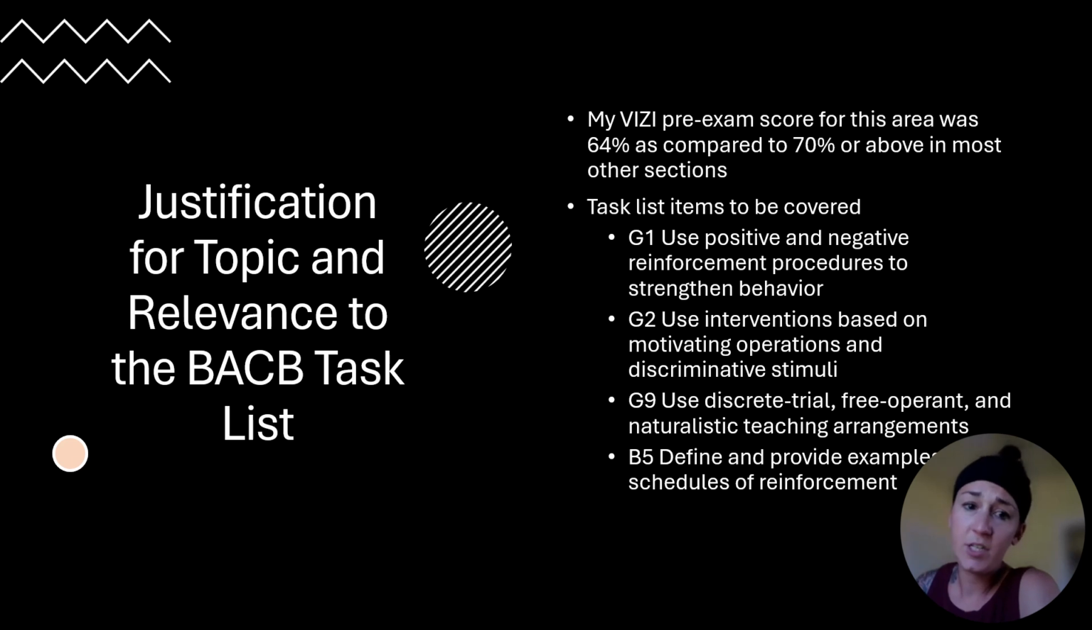My justification for this topic and the relevance to the BACB task list: my VISI pre-exam score for this area was 64%, as compared to 70 or above in most other sections. And the task items that will be covered, but it's not exhaustive, would be G1, G2, G9, and B5.